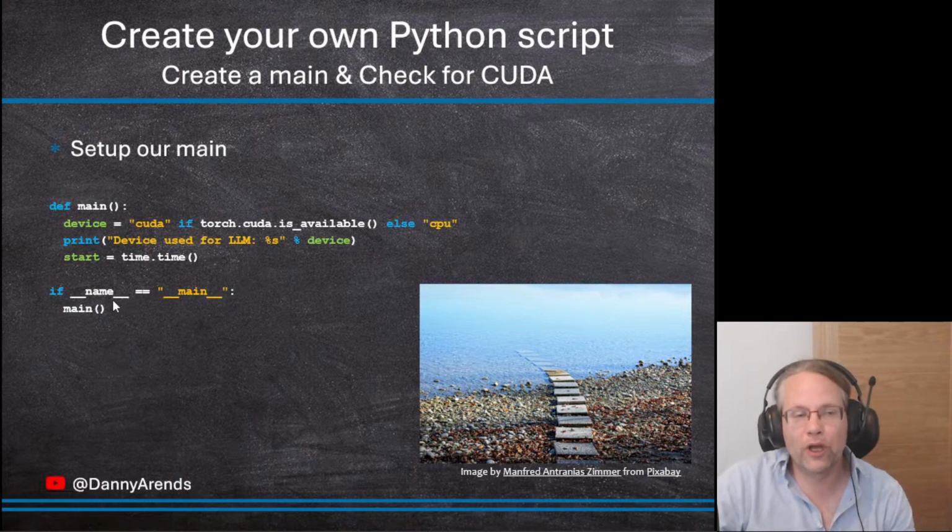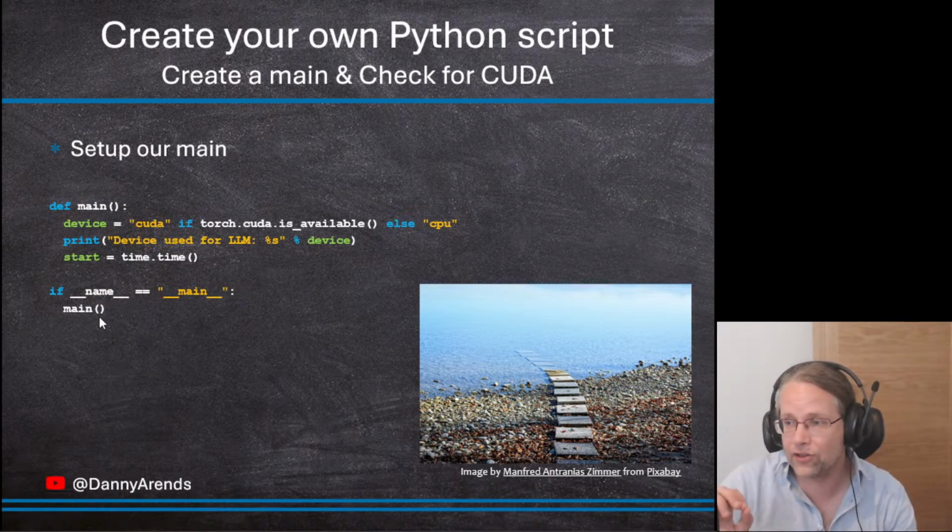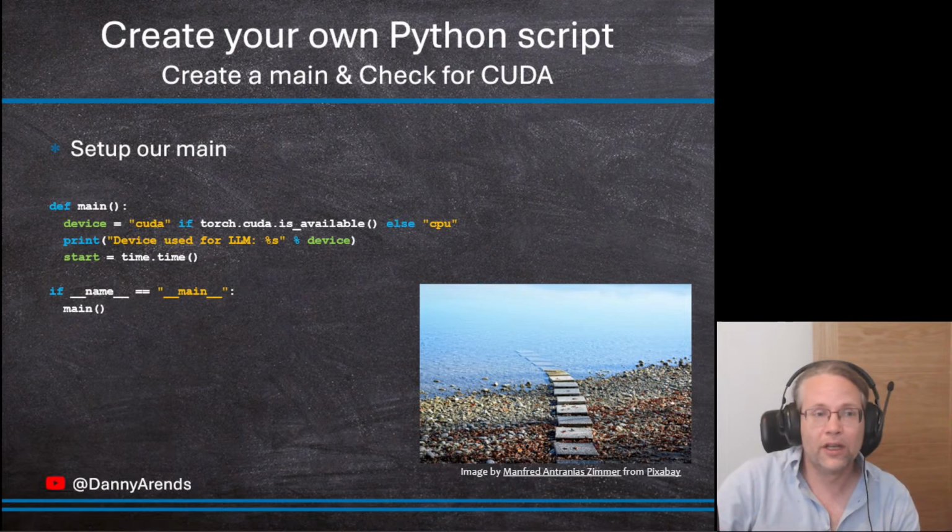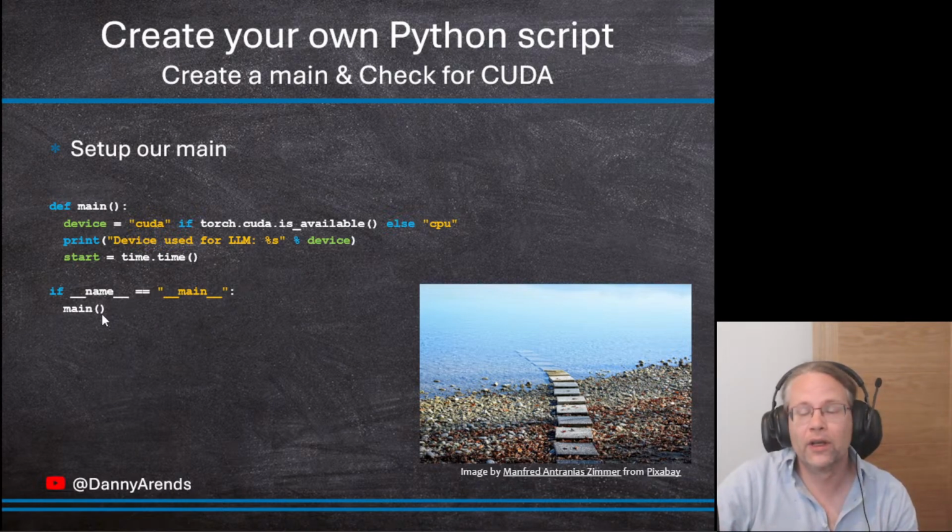So when we call Python, we just want to execute the main, and the main is going to check if CUDA is available, and then it will print to us if CUDA is available, and then it starts a timer. But at this point, we're not going to do anything with the time. We're just going to exit the program.